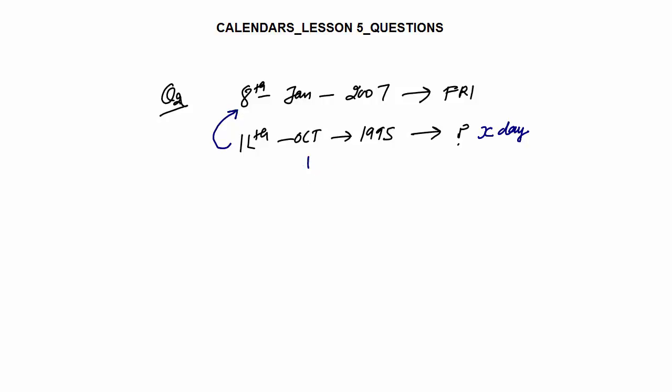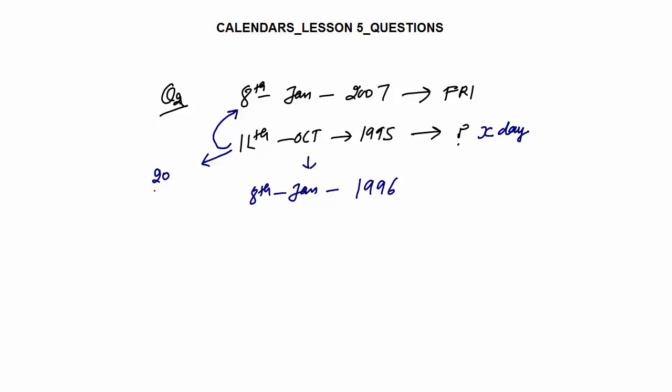So let's start. 11th of October 1995, let's say it's X day. I will simply count the odd days. So I will move first to 8th of January 1996. I will count the odd days from 11th of October to 8th of January. How to count the total number of odd days? Now how many days are in October? October has 31 days. So 20 days of October.